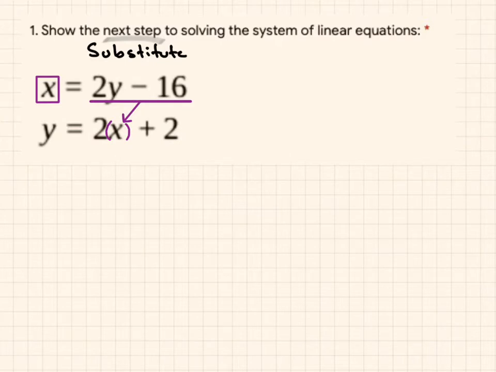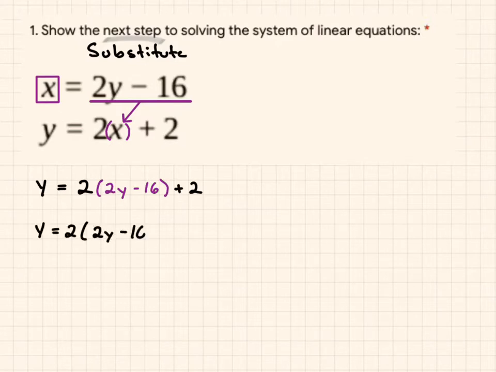with 2y minus 16. So I'll write out this equation, everything except for the x, because I know that the x is going to be equal to 2y minus 16. And that's my next step. So I'm going to say that's the answer to this.